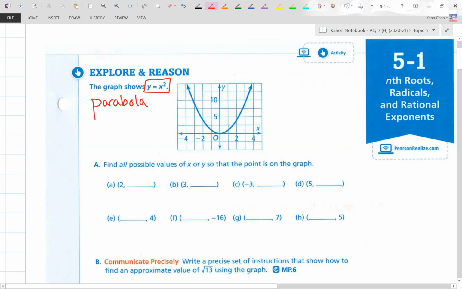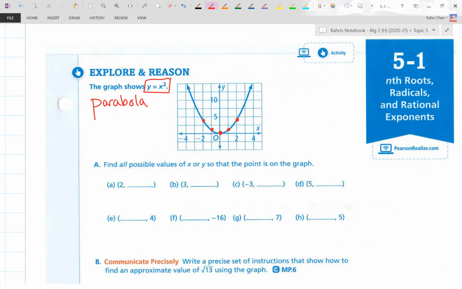The graph that they gave us in our note taker is not to scale, so be careful there. We can identify certain points like (0, 0), (1, 1), and (2, 4). It's also mirrored on the other side of this parabola. We're going to go ahead and identify some of the values here. Okay, let's take a look at letter A.